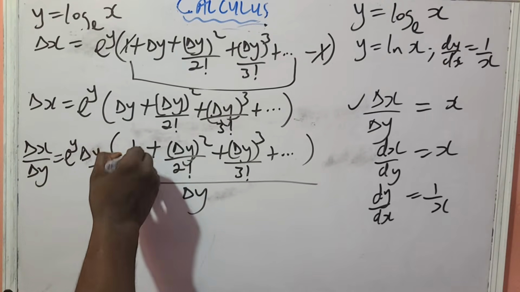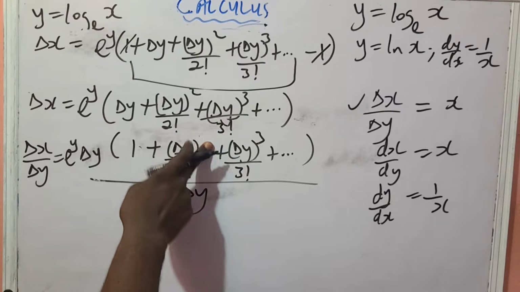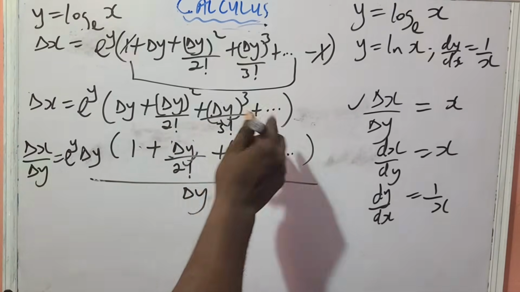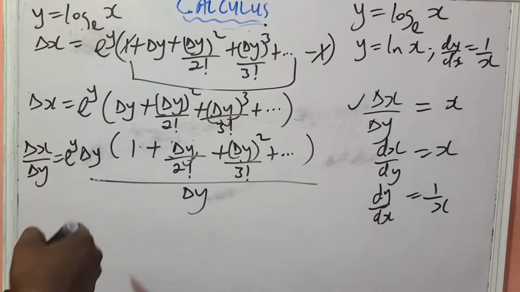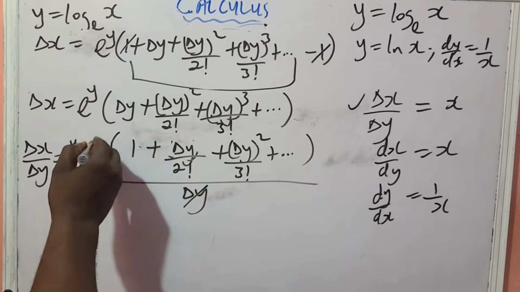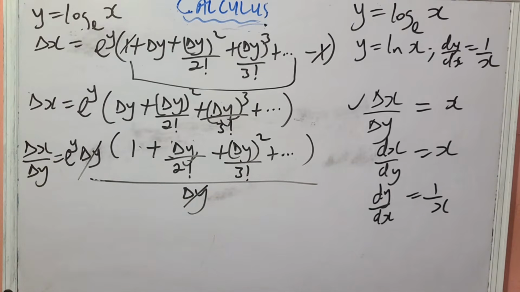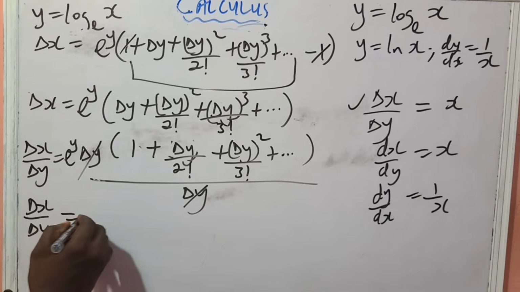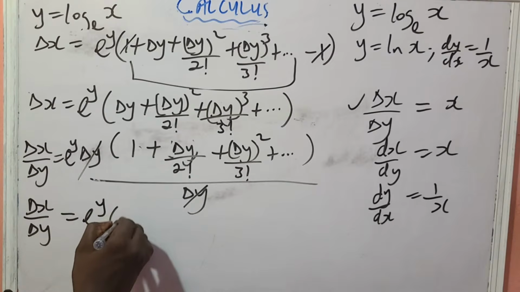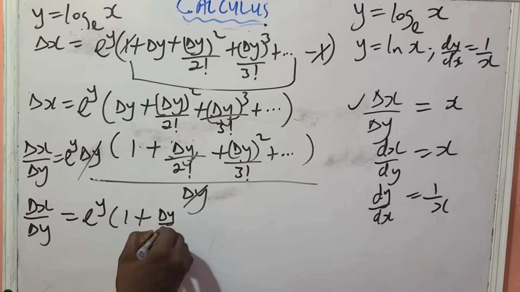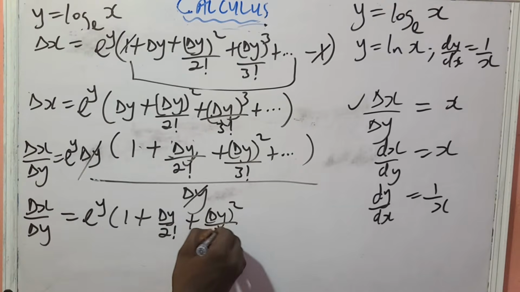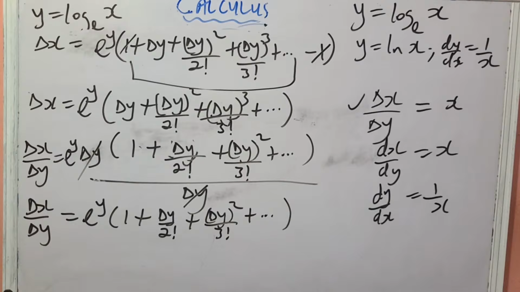I will not have this anymore. There will be 1 here. This will just be not more raised to power 2, just the normal change in y. This will now be raised to power 2 because I brought 1 outside. I'm sure you all flow with that. That's just normal factorization. And then this change in y will now cancel this change in y. I'm a bit in haste now because I want us to close this class any moment from now. So e raised to power y, then I have 1 plus change in y over 2 factorial plus change in y square over 3 factorial, and so on and so forth.